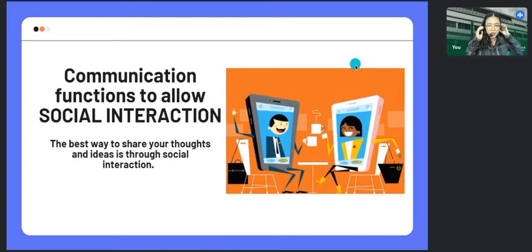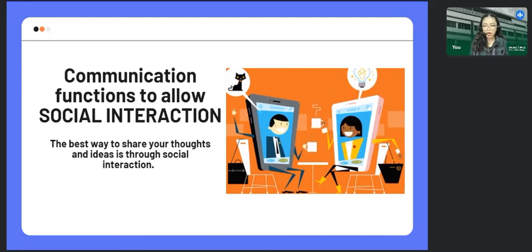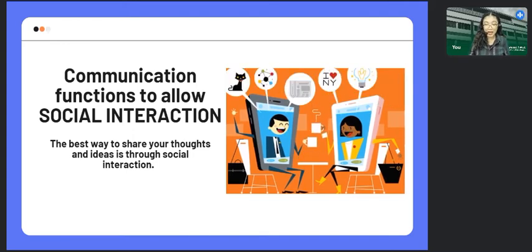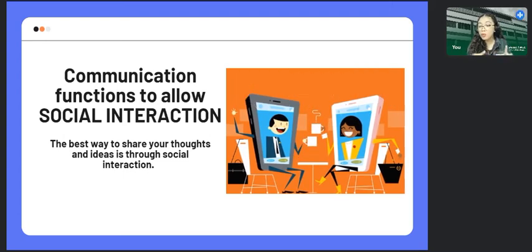Okay, the second function is communication functions to allow social interaction. The best way to share your thoughts and ideas is through social interaction. Last week we studied the importance of communication. Why do we need to communicate? Di ba, yung pangalawa doon, communication to have social interaction through message, tama? So, isa 'yan sa mga function ng communication to allow social interaction. Like I said last week, social interaction can build relationships with one person to another person or to a group of people.